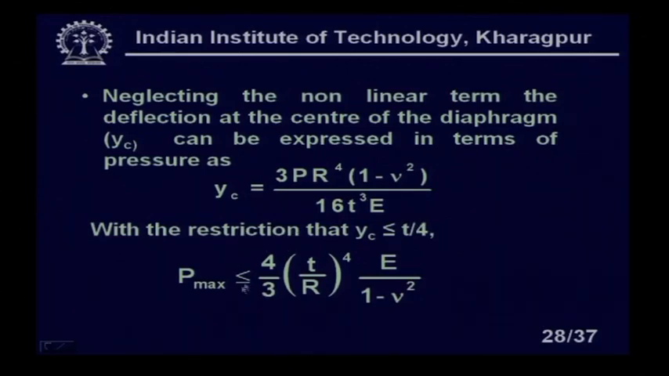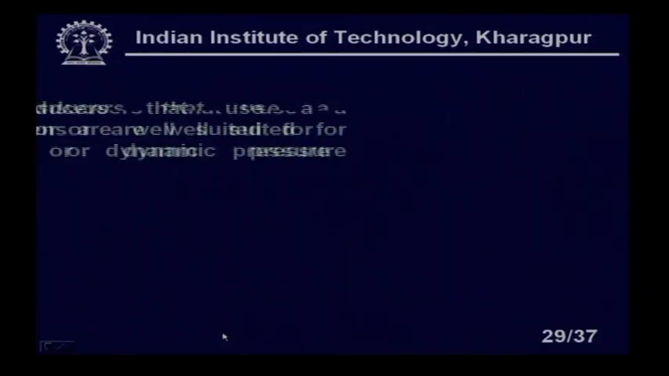So, with this restriction the maximum pressure which I can measure should be less than 4 by 3, T upon R to the power 4, multiplied by E upon 1 minus nu square. You can see this ratio is very important, that means the thickness to the radius of the diaphragm is very important to control the maximum pressure.